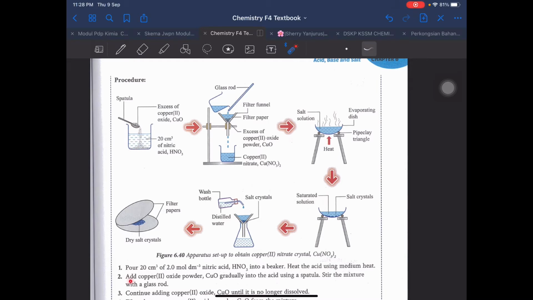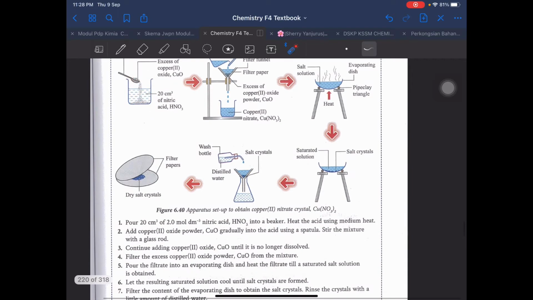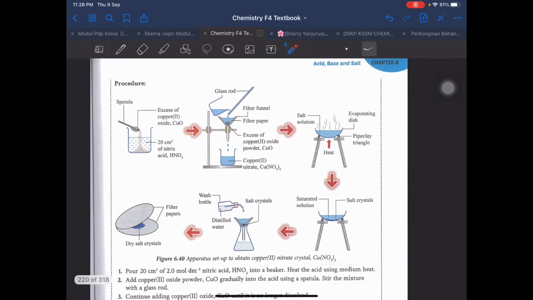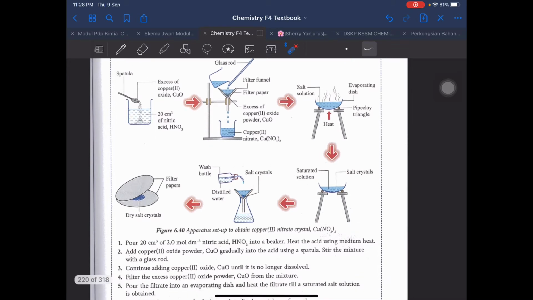And then, add copper(II) oxide gradually. Use a spatula. Add copper(II) oxide perlahan-lahan. Using a glass rod, stir the mixture. Stir. And then, continue adding copper(II) oxide sampai tidak ada yang larut, until it no longer dissolves. Alright. After that, you are going to filter.